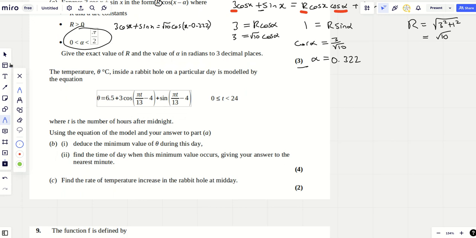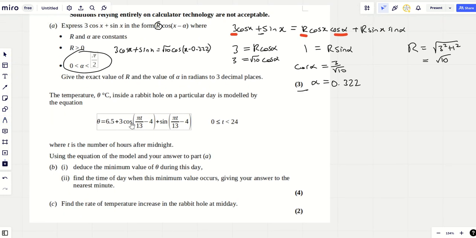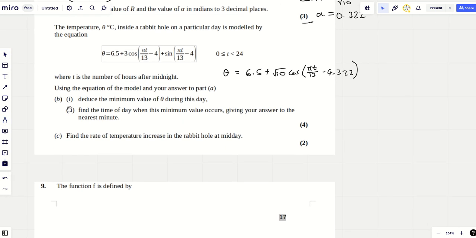Okay, what's that got to do with this? Well, look at this. We've got a 3 cos stuff plus sine stuff. So theta is going to be actually equal to 6.5 plus. They've just plonked that on the start. And then we've got root 10 cos. Now what has x become? X has become this monstrosity in here, pi t over 13 minus 4, and then we're going to take away 0.322. Well, that becomes minus 4 minus 0.322, which is the same as minus 4.322. So that's what theta actually is, and that will be a more useful form to work with in this.